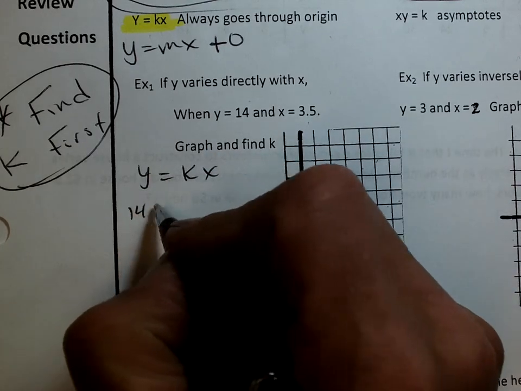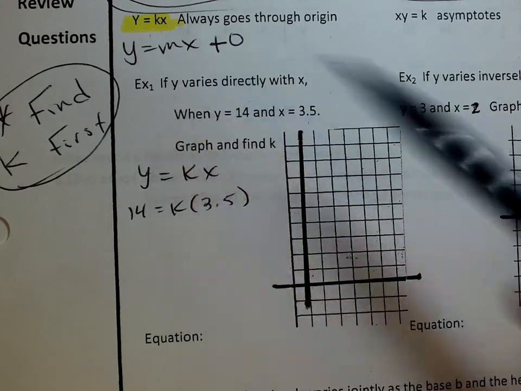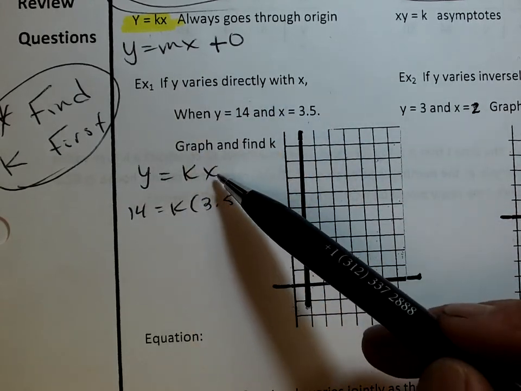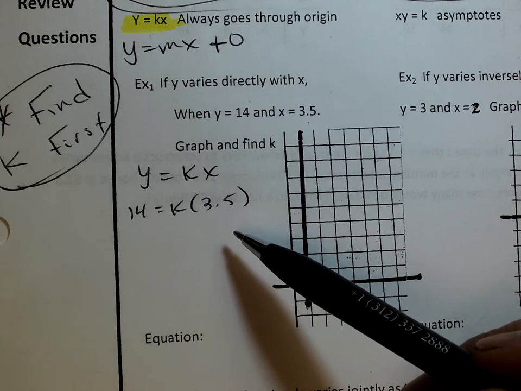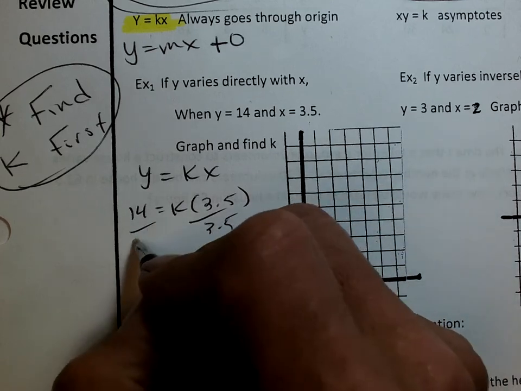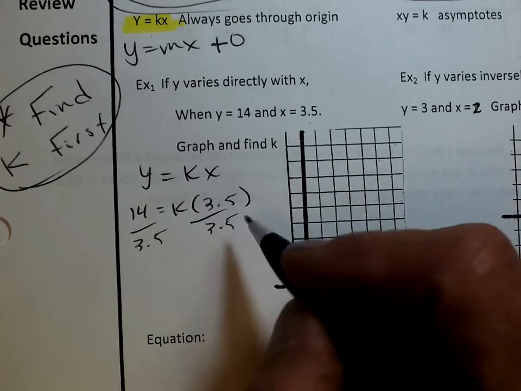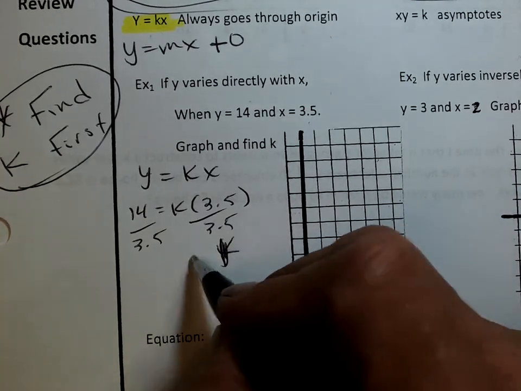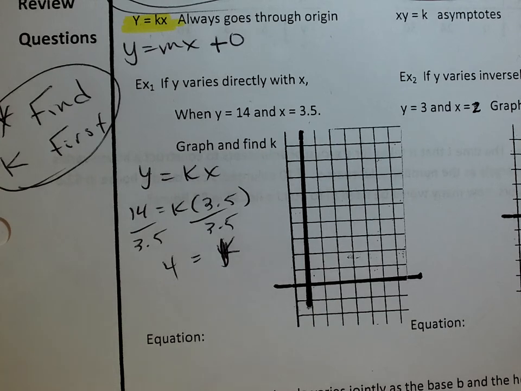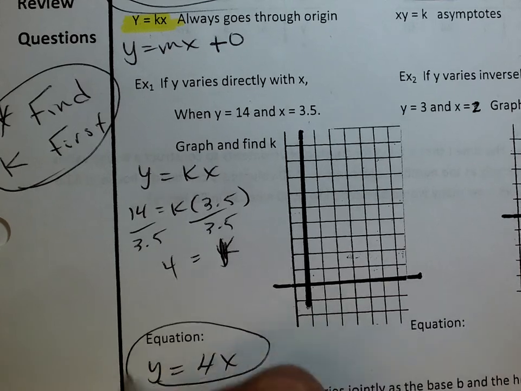We'll go 14 equals k times 3.5. So I'm just plugging the 14 in for y, and I'm plugging the 3.5 in for x, right? So I'm going to just use the equation to find k. All right, that's easy. Divide by 3.5, divide by 3.5. And what is 14 divided by 3.5? I'm going to find out, though. 14 divided by 3.5 is 4. So k equals 4. So I can rewrite this equation as y equals 4x. There's my equation, right?